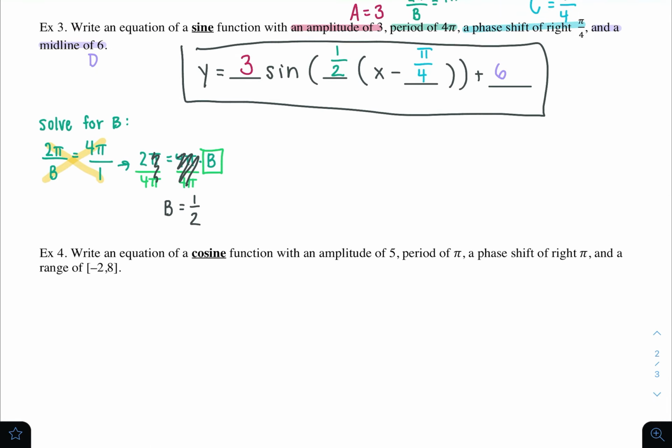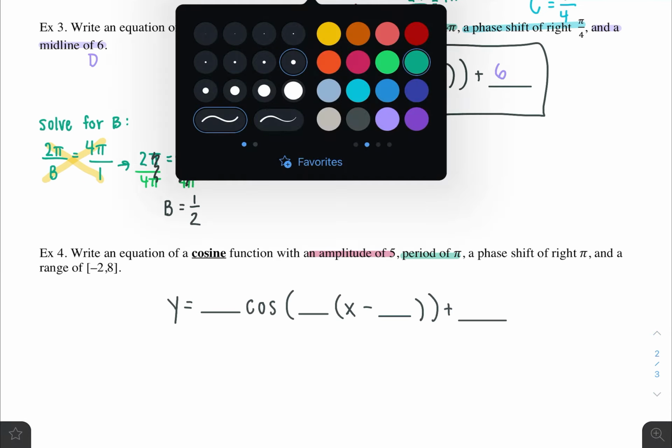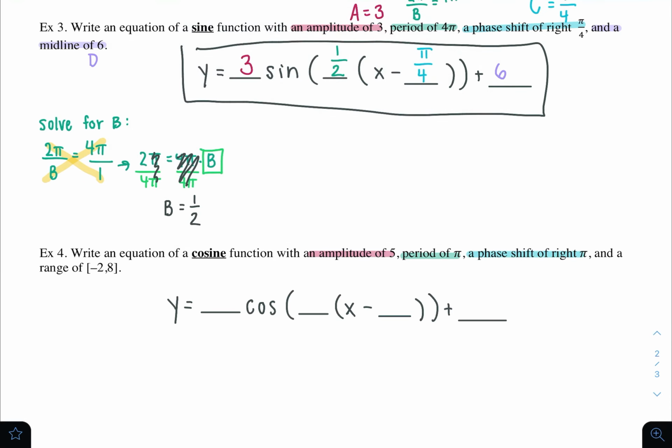So in this case, it asks us to write an equation of a cosine function. So let's go ahead and do our fill-ins. We know that we will need an A value, a B value, a C value, and a D value. So we were told that we have an amplitude of 5, a period of pi, a phase shift, right pi, and a range of -2 to 8. Notice that this is a little different than example 3. It doesn't directly give us our midline.